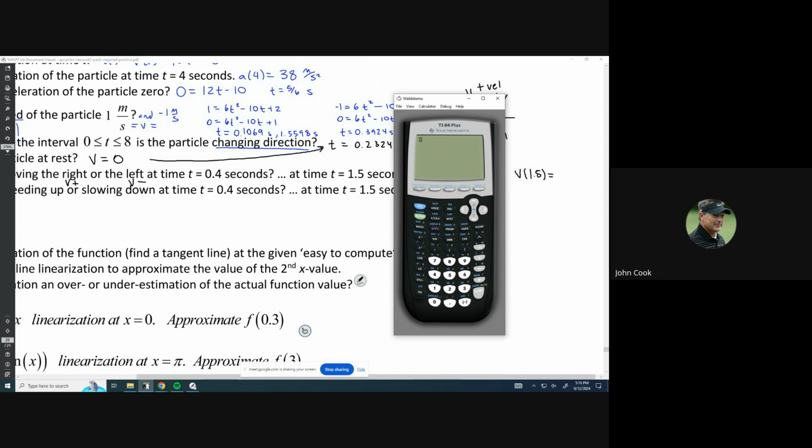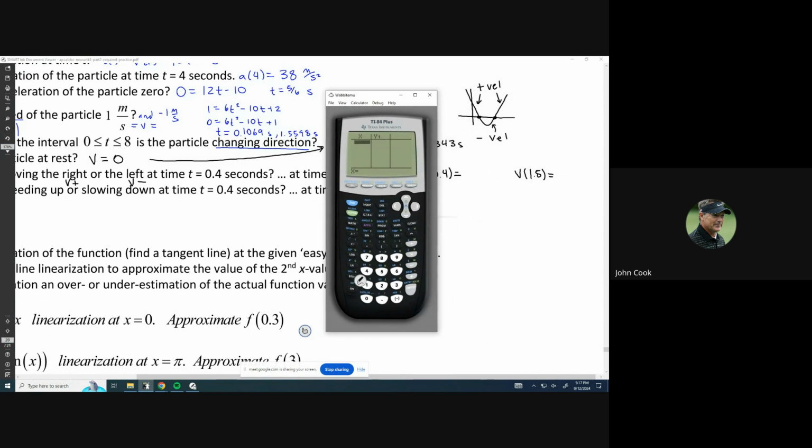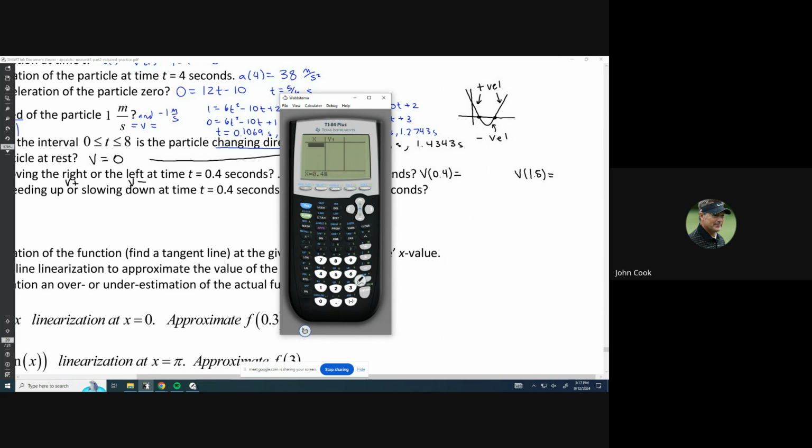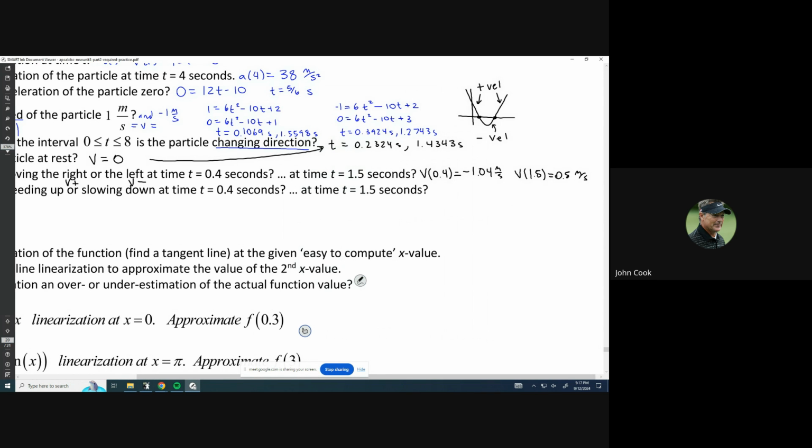So let's go to table setting, independent, ask, because we already have the velocity function in there, so let's just calculate the value from our table. If I plug in 0.4, what do I get? Looks like negative 1.04 meters per second. And then for 1.5, I get 0.5 meters per second. Since the velocity is negative, this is going to the left. And since the velocity is positive here, it's going to move to the right. And I'd write a little statement about that as well, just to show why it's the case.